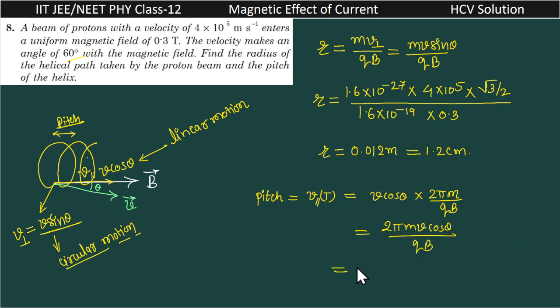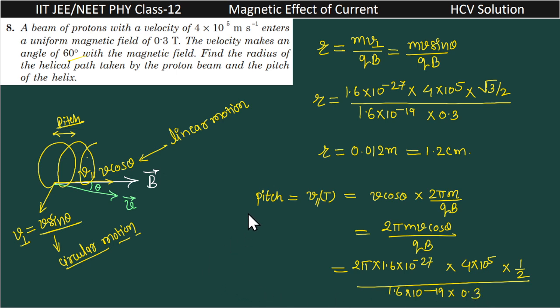So 2 pi as it is, m you know very well, that is 1.6 × 10^-27. Velocity is 4 × 10^5, and cos 60 degrees is 1 by 2, and the charge is 1.6 × 10^-19, and the magnetic field is 0.3. So the value of the pitch we get is 4.4 centimeter. That calculation you have to solve on your own. So 4.4 centimeter is the pitch.